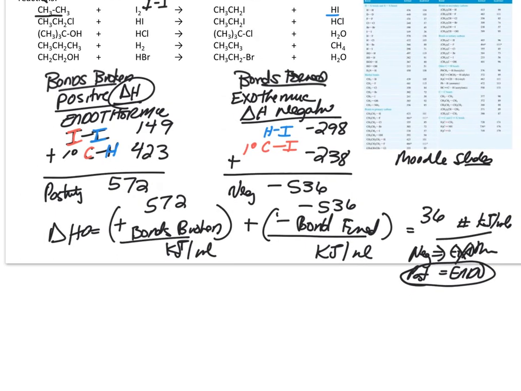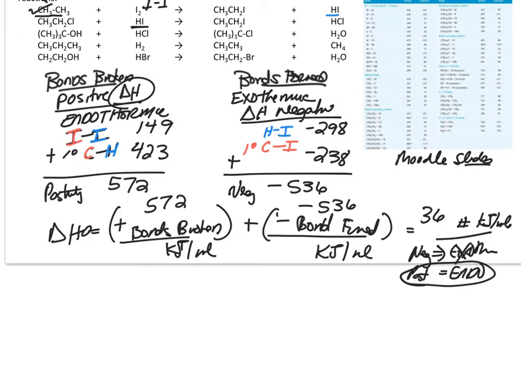Okay, so let's go to the next one. And I'm just going to keep the running total here. So bonds being broken have to be the iodide. So iodide would break. Oh, sorry. Let's do the next one. Okay, so we did this one.